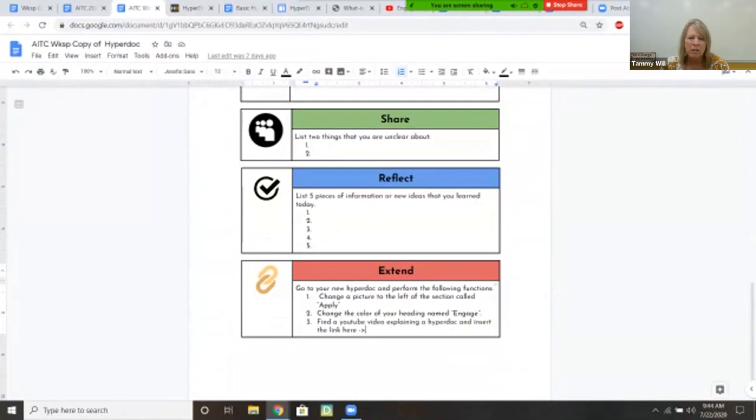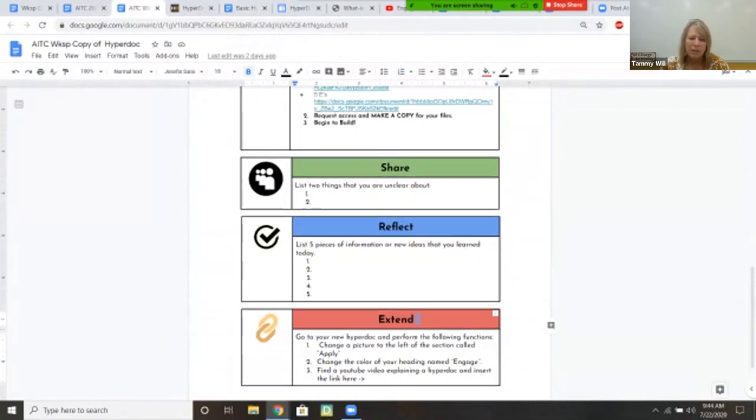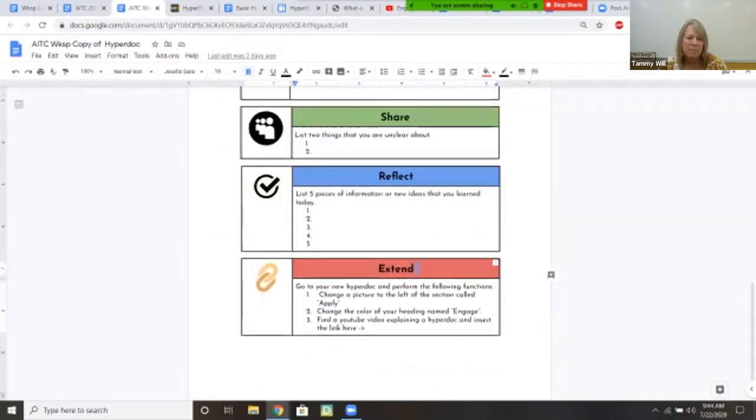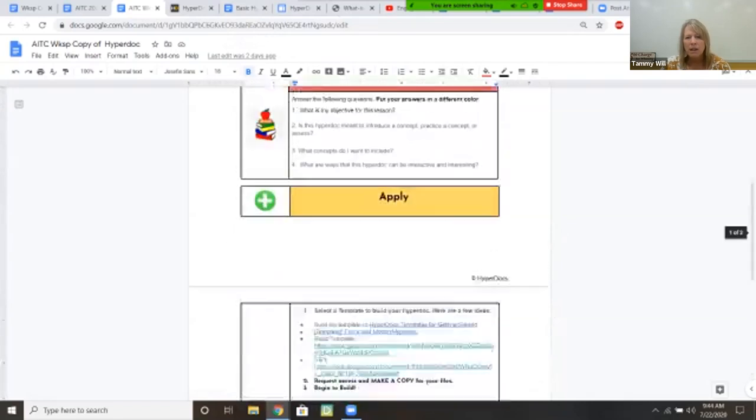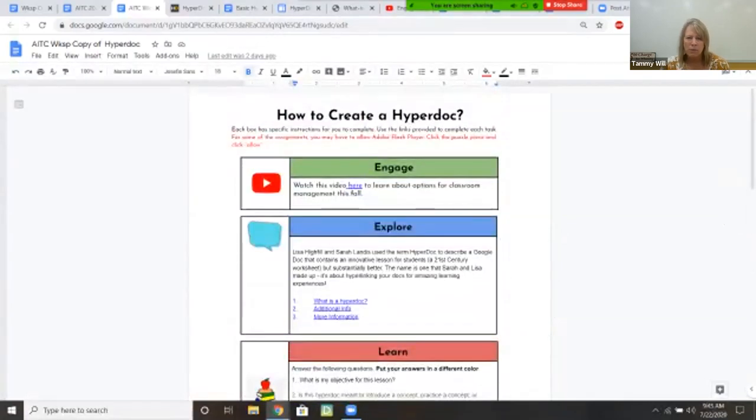You can change the colors. As you noticed, some of my basics had different colors. Sometimes I get into a red, white, and blue mood, and sometimes I just use what is there. I was going to have you go find a YouTube to explain. So this document is really trying to help you lead yourself through making your first HyperDoc.